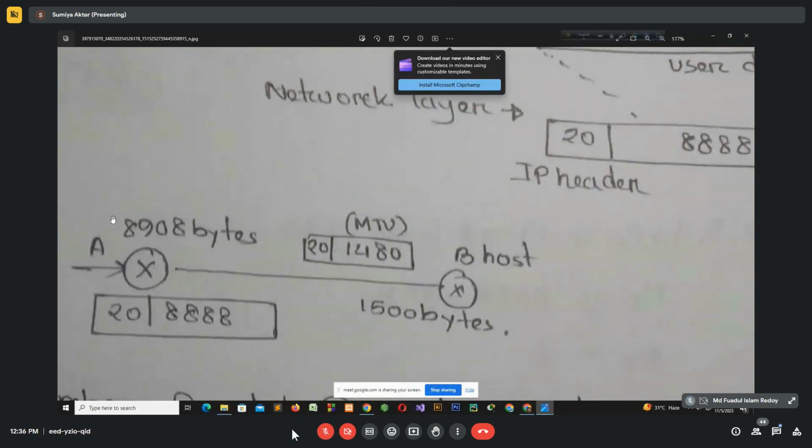Now, this one is not given. Actually, I have shown here that this much, with the IP header, is what my host A is going to send as data. Did you understand?